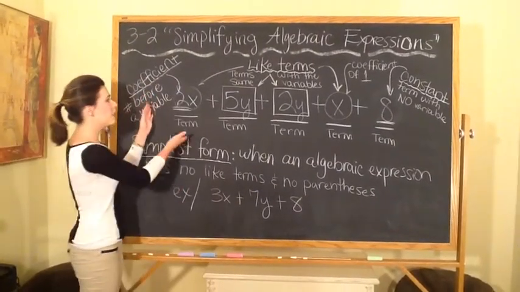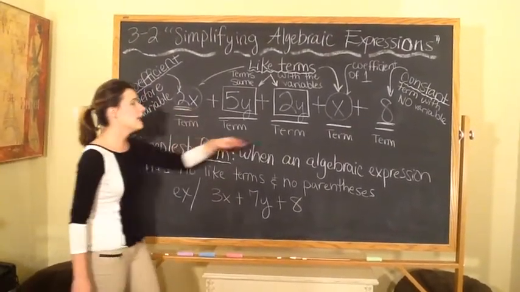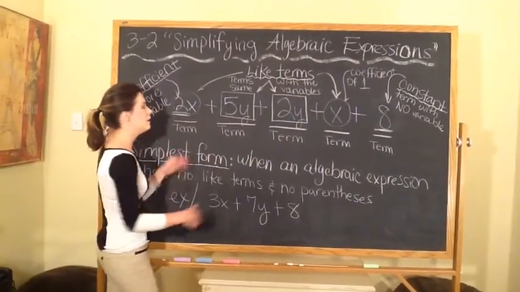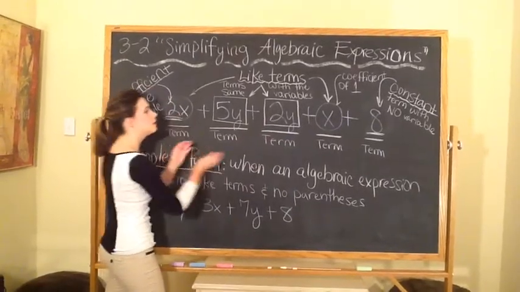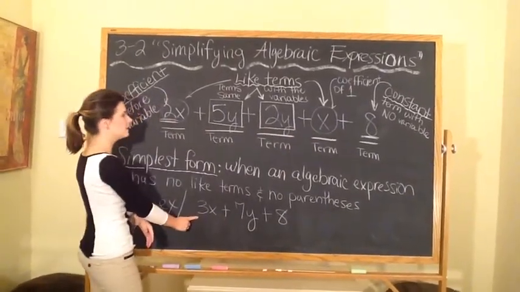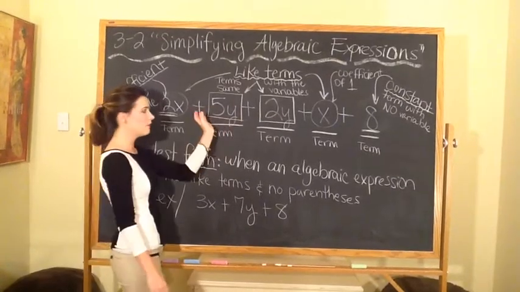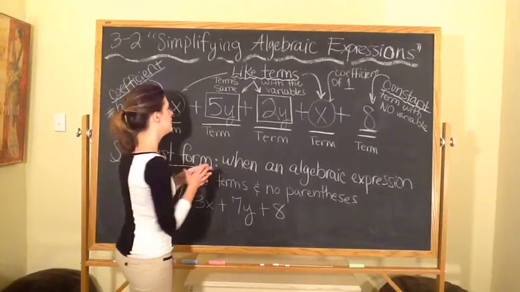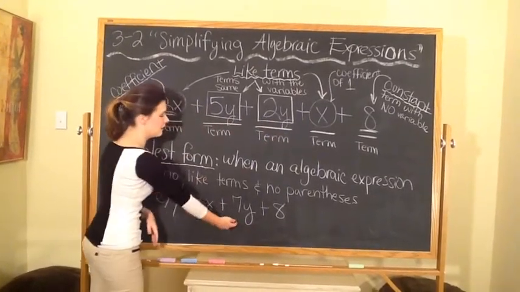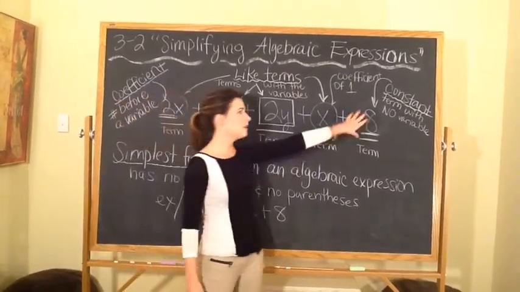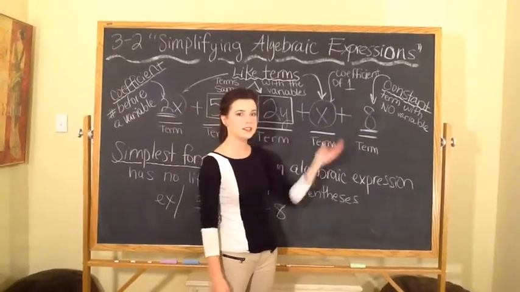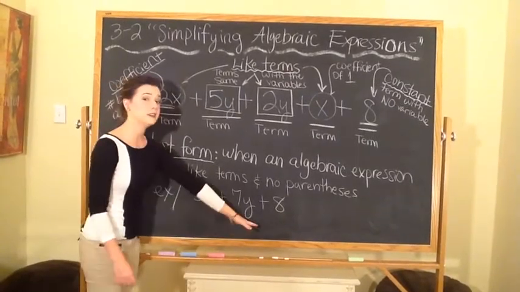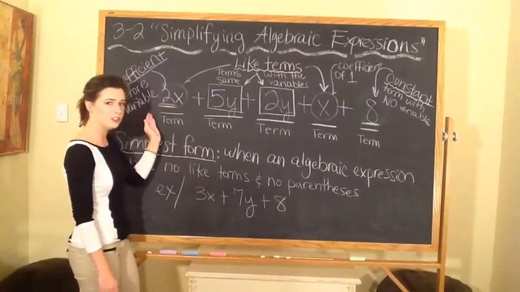So in this example up here, we have 2x and x. Those two are like terms. So in order to simplify, we need to combine them. So 2x plus 1x gives us 3x, and then we have 2y and 5y. So we have two like terms there. So we can go ahead and combine those. So 5y plus 2y gives us 7y, and then we can't combine anything with the 8, the constant, because there are no other constants. So we'll just plug in 8 on the end, and this is the simplest form of this algebraic expression up here.